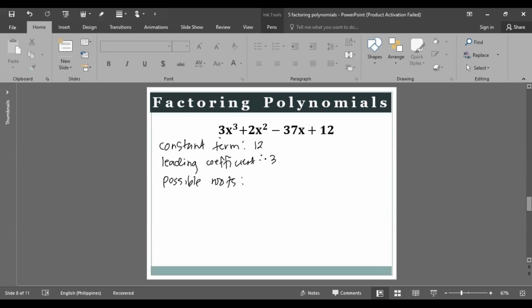Now, what are the possible roots? Considering the constant term and the leading coefficients, what are the factors of 12? We have 12 times 1, 6 times 2, and 4 times 3.